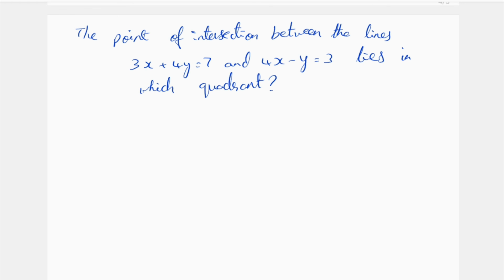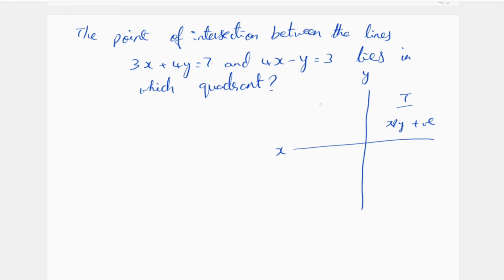To understand this question better, you first have to know the quadrants in a graph, a plane with two axes. X is the horizontal axis, Y is the vertical axis. When these two axes intersect with each other, they divide this plane into 4 equal quadrants. The first quadrant is on the upper right side, where both X and Y are positive.